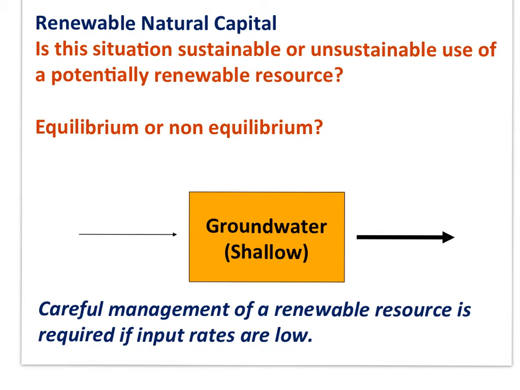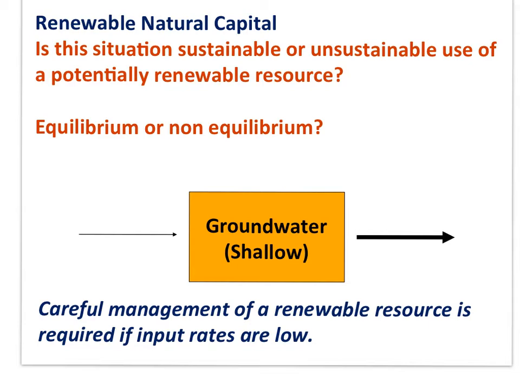Here is a diagram showing the magnitude of inputs and outputs from a groundwater storage. You can see that the output is greater than the input. Thus, over time, the storage of groundwater will shrink. If this pattern of resource use continues over an extended period of time, the resource will disappear.